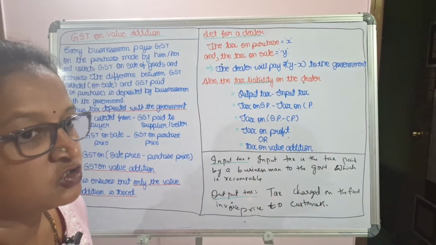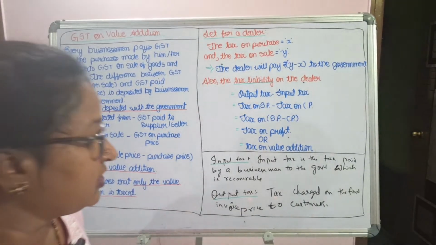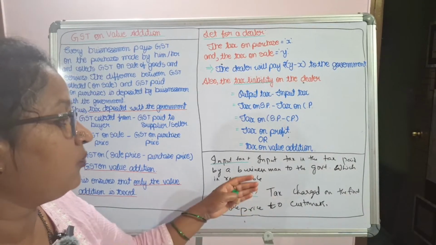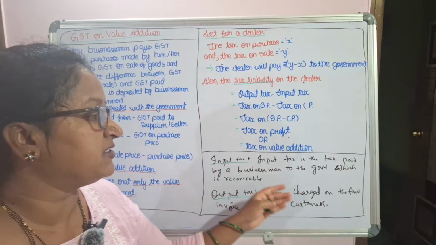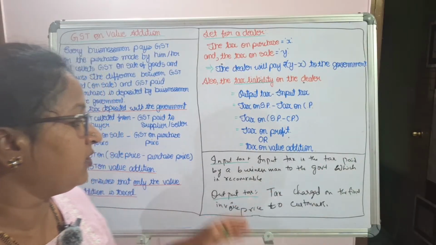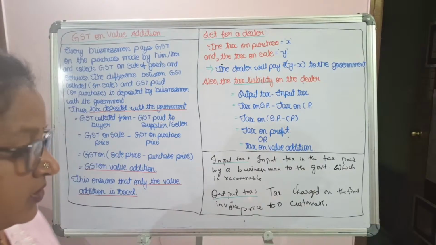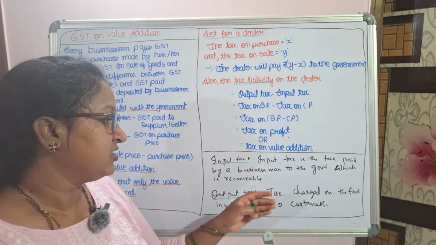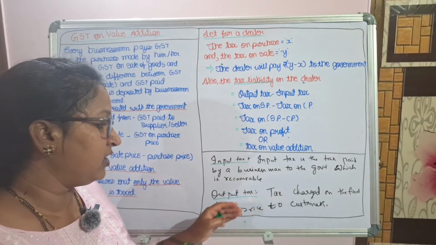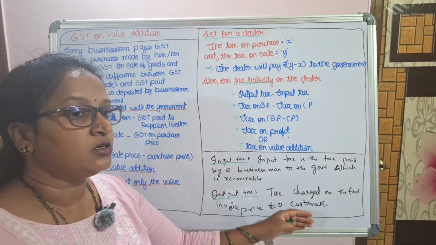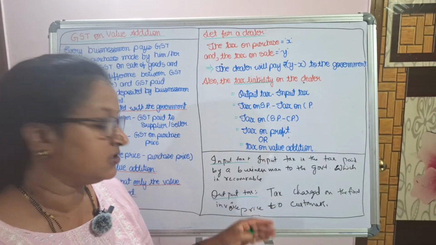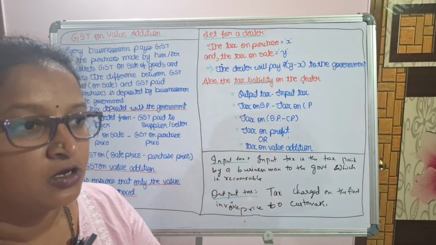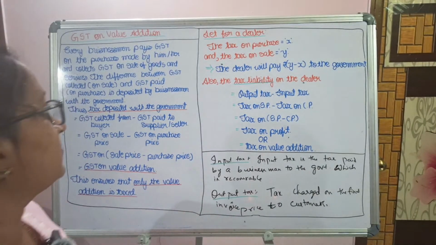Now we have already understood what is GST, and we also know what is input tax and output tax. Input tax is a tax paid by a businessman to the government which is recoverable. Output tax is charged on the final invoice price to the customer. That means output tax is charged by a businessman to his customers.